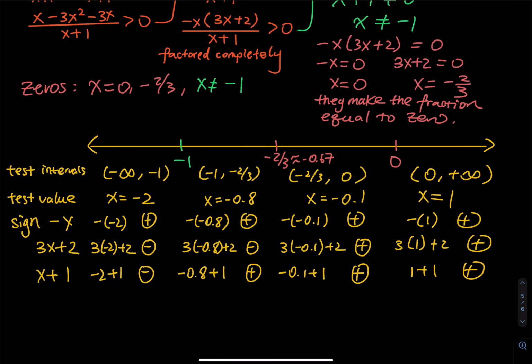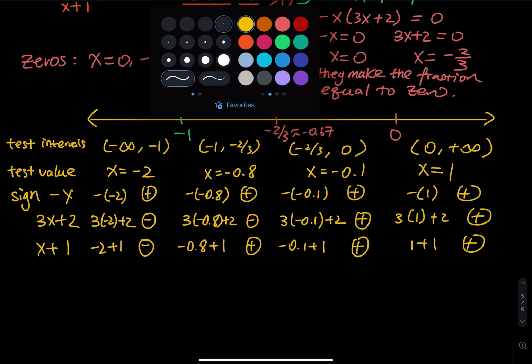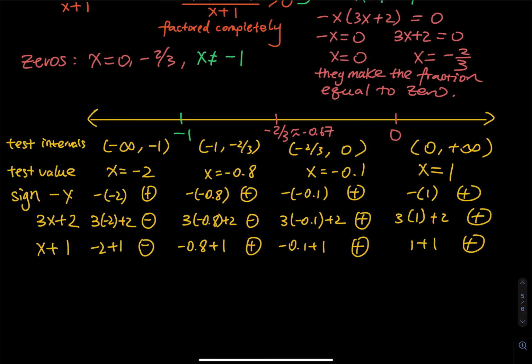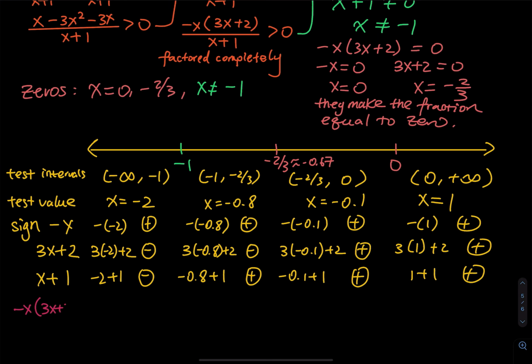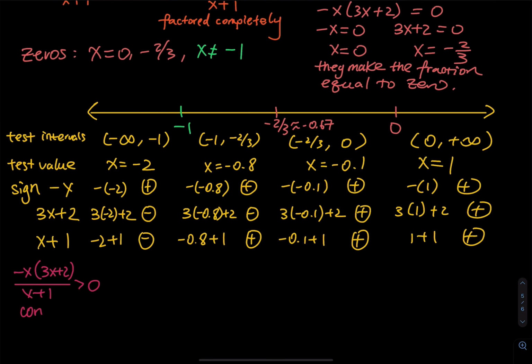All right, and then now we reach our conclusion. So here is our conclusion. What is our factor form? Our factor form is right here. So this is our factor form. So let's bring that down. So we have negative x times 3x plus 2 divided by x plus 1, greater than 0. So here is our conclusion.